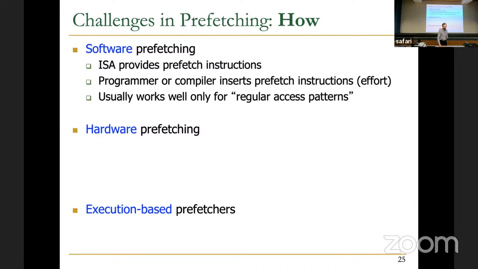Although if you actually make a software-based execution-based prefetcher, then you can cover a lot of access patterns, as we will also see. So software prefetching assumes that you insert instructions, but execution-based can be both hardware and software, as we will see.